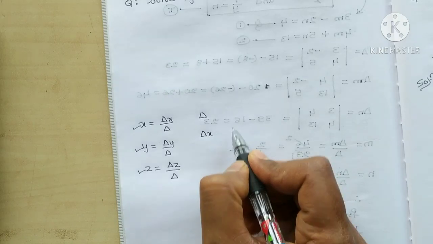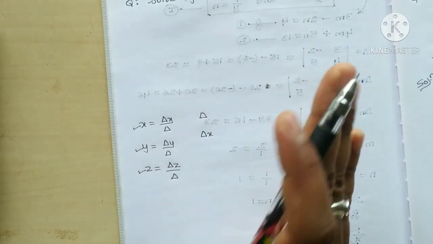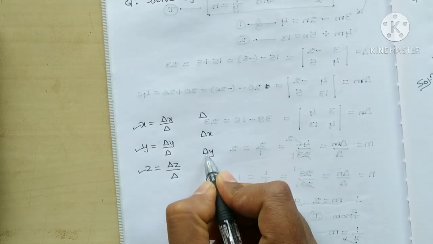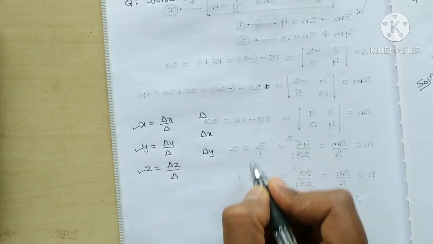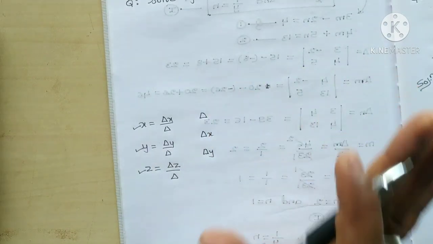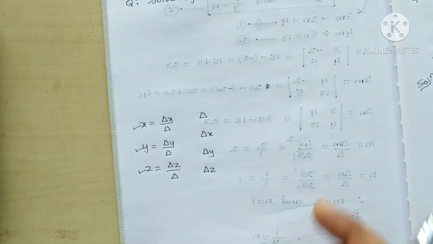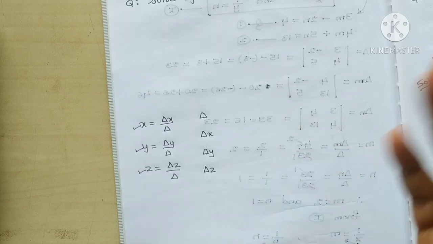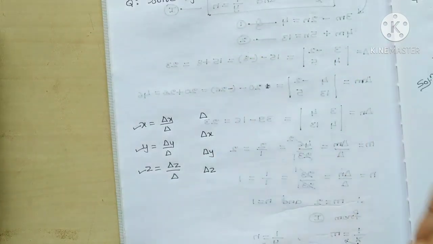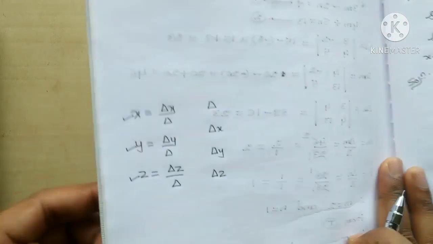Delta x means the first column you should replace by the constant terms. Remaining two, keep as they are in delta. Next, delta y. Delta y means the second column you should replace, and the first and third columns in delta you have to keep as they are. Similarly, delta z means the last column, the third column, you should replace by the constant terms. First and second columns in delta you have to keep as they are. So the same procedure we will follow now.